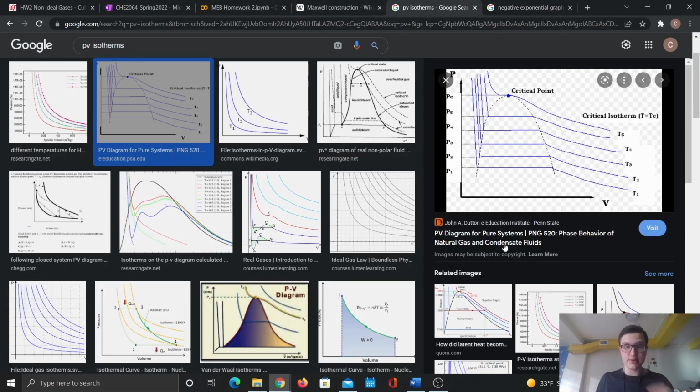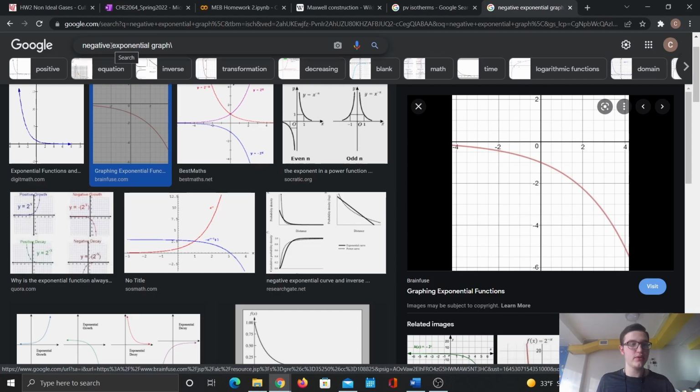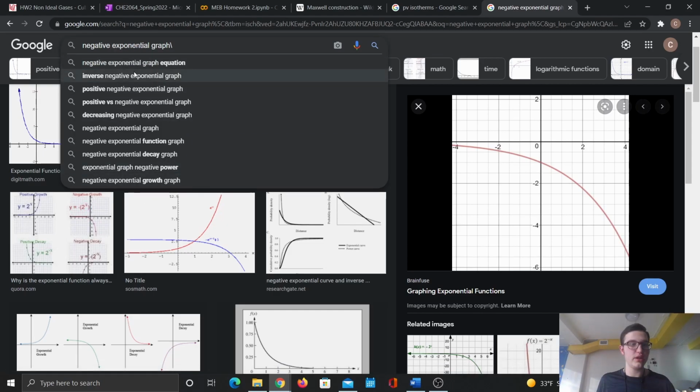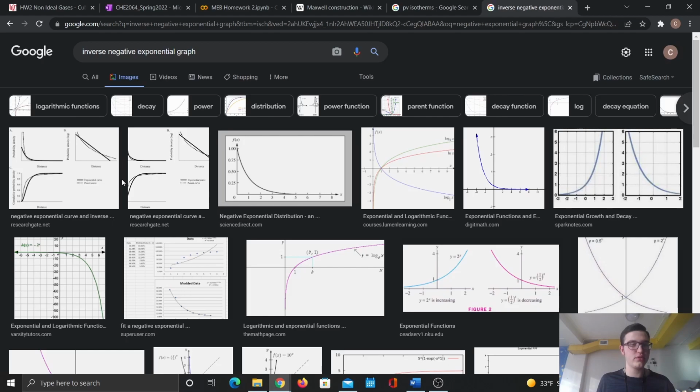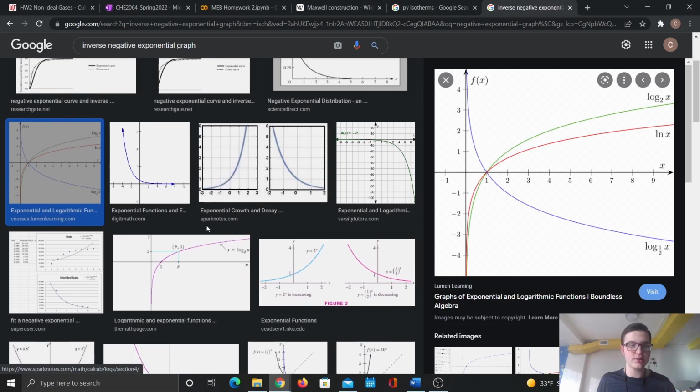What we want is, this looks like an exponential graph if the exponential graph was flipped around the y-axis as well. Negative, inverse, negative. Here. So something like this, not the logs.